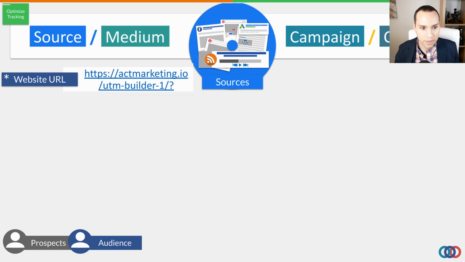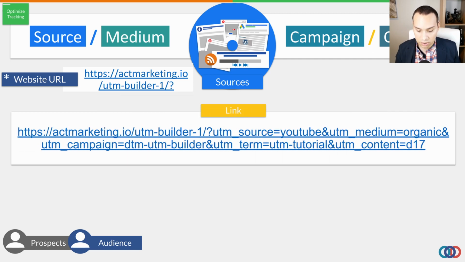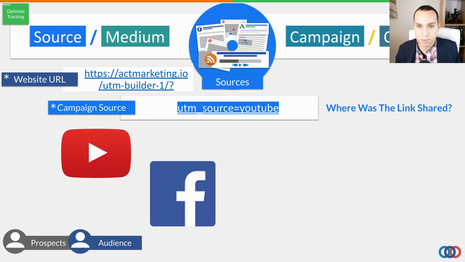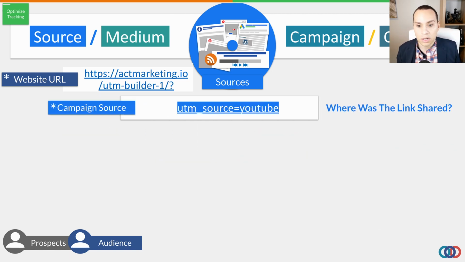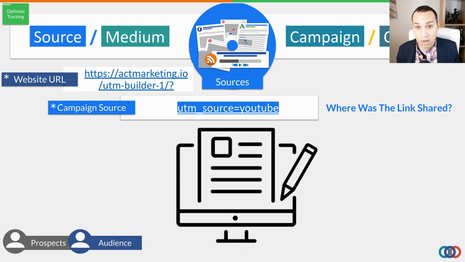So we'll jump in here. Now with the URL, these are things that you're going to add on after your URL. And so instead of sharing just this basic actmarketing.io UTM builder, you're actually going to share this super long link. So here's what's going on. Now, first up, we have UTM source, and this is going to be the actual platform or website people are coming from. So social platforms, YouTube, Facebook, Pinterest, Instagram, or you're going to be looking at a blog, right?